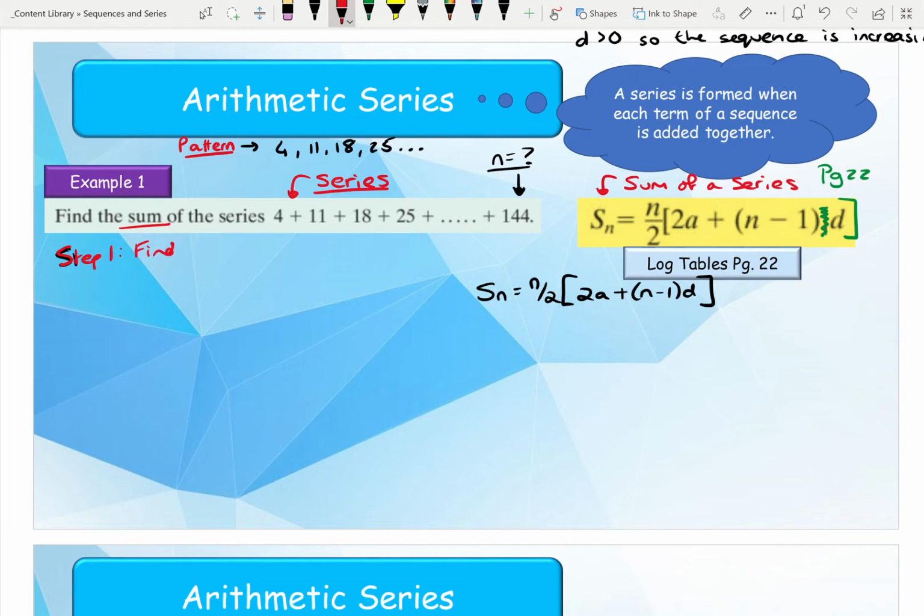And to find n, we're going to go back and use our Tn formula. So here we have Tn is equal to a plus n minus 1 times d. I can see that a is 4, and I can see that each time it's going up by 7, so d is 7. And I want to know which term 144 is. So I'm going to sub that in: 144 is equal to 4 plus n minus 1 times 7. So I get 144 is equal to 4 plus 7n minus 7.